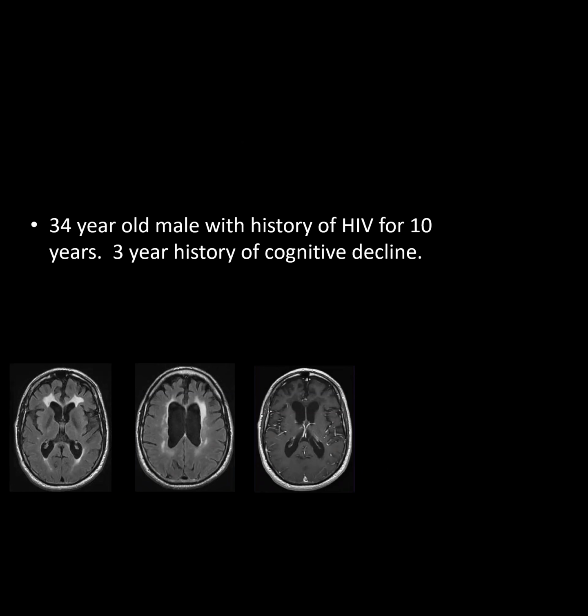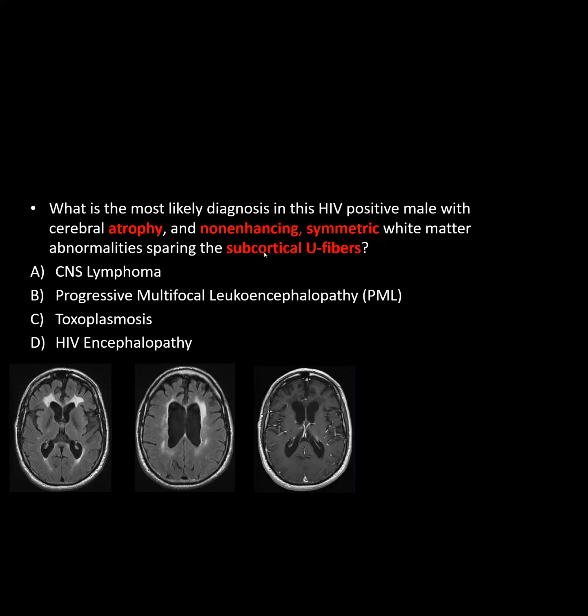So we're talking about HIV and opportunistic infections. Take a look at this case, and then take a look at the images I have over here. These are two FLAIR images, and this is a T1 post. Describe what you see on here and tell me what you think the best answer is.